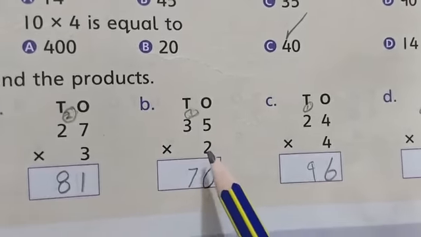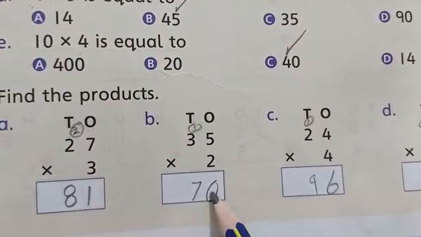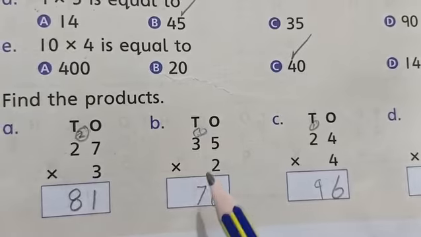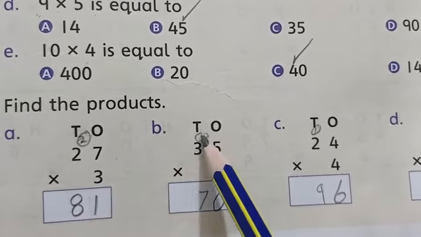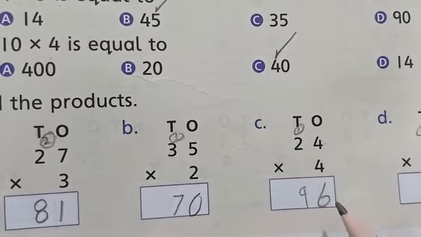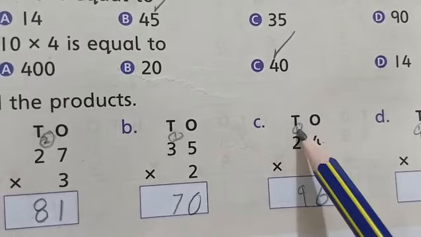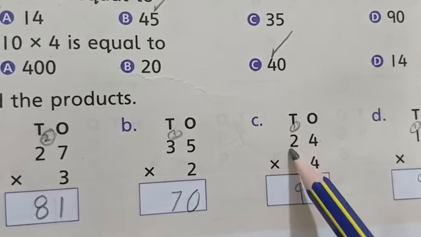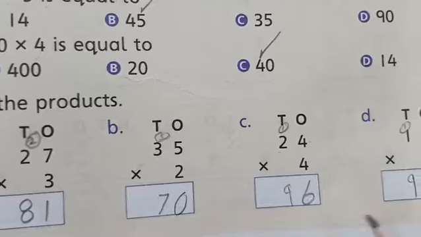Next is 35 multiplied by 2. 5 2s are 10. Write 0 here and 1 will be carried over here. Now 2 3s are 6. 6 plus 1 is 7. So answer is 70. Next we have 4 4s are 16. We write 6 here. 1 will be carried over. Now 4 2s are 8. 8 plus 1 is 9.